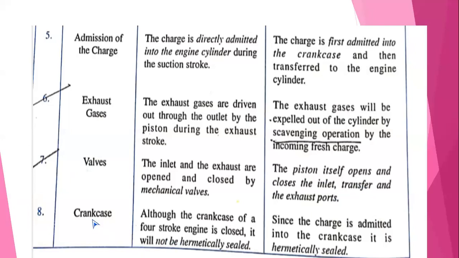Next, come to the point: the crankcase is always closed in a four-stroke engine. The crankcase is closed hermetically. In a two-stroke engine also, the crankcase is closed hermetically. But the crankshaft can be made to run in clockwise as well as anticlockwise direction in a four-stroke engine, whereas in a two-stroke engine, the crankshaft rotates only in one direction. So this much is enough for this class.